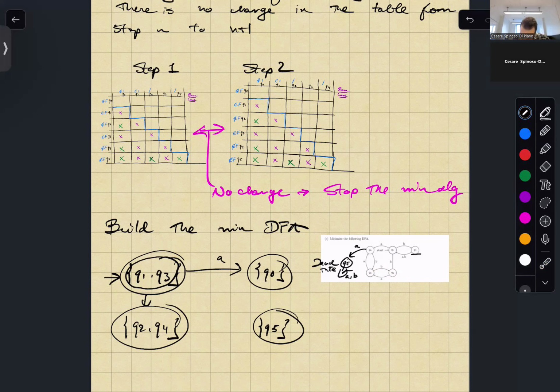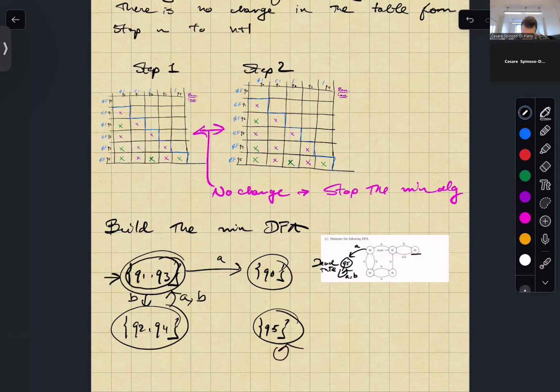For Q2, Q4, when you read an A, you'll go to Q1, Q3. And I think the same for Q2, Q4 if you read a B, right? Because you're at Q4, or you're at Q2, you read a B, you go to Q1, which is in here.